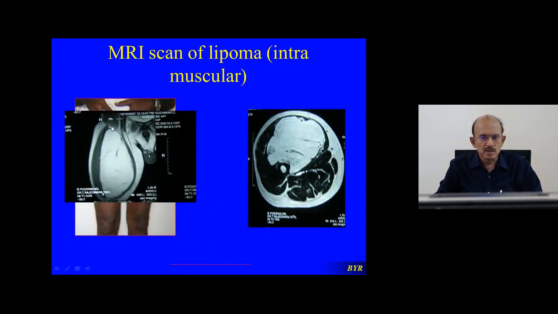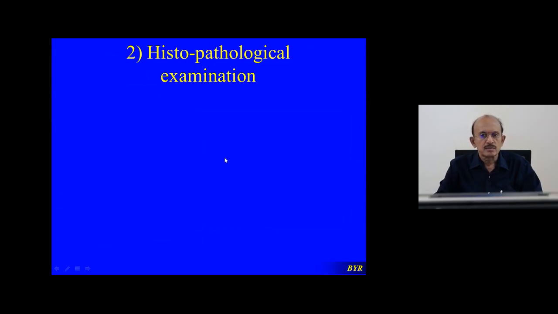This is, of course, a lipoma, which is situated in the quadratus femoris, that means in the extensor compartment. So the first investigation is an imaging study with MRI to know the plane of the swelling, the extent of growth of the swelling, and relation to the surrounding neurovascular structures.